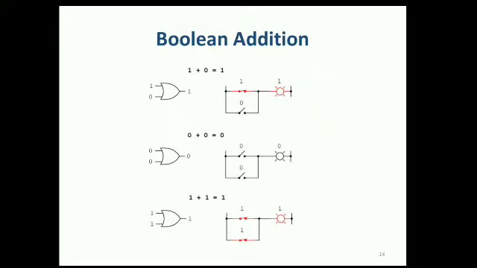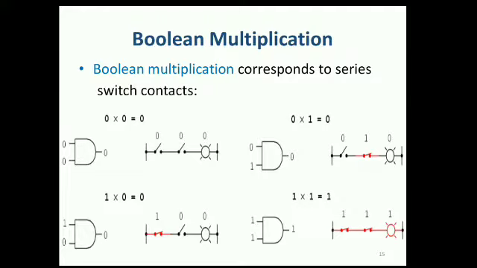Similarly, for Boolean multiplication we have again four combinations, in which the switches are connected in series. We generally know that only when both the switches are on is the result true.